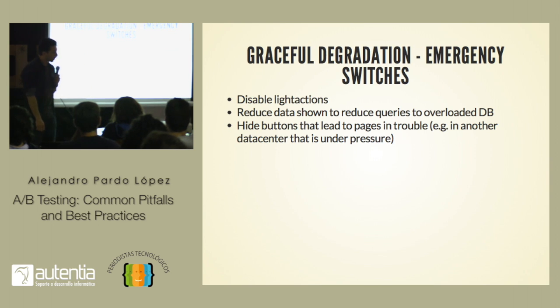Another thing that I learned at Booking that I never thought of is graceful degradation or emergency switches. So let's say your servers are under pressure. You've got a lot of users, you're getting a lot of traffic, and your servers are about to die. Like, oh, we're going to start having errors on the website because of overload. You can start disabling features. You can turn off light actions and return a generic error. You can also not show all the data.